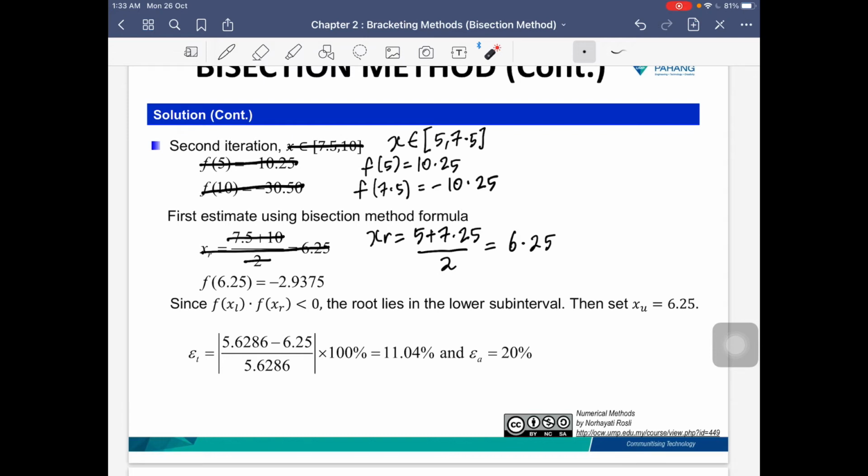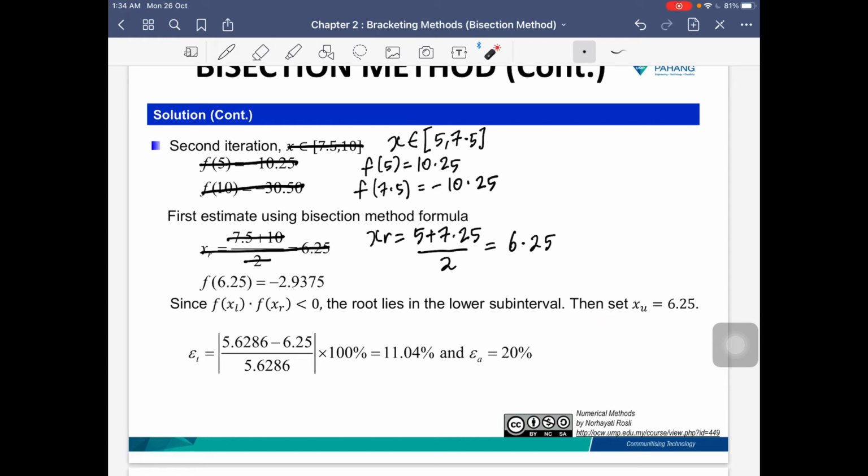Now again we have two subintervals, so we need to check. By checking, we found that f(x_l) multiplied with f(x_r) is less than 0. Why? Because f(x_l) was previously positive and f(x_r) is negative. Positive multiplied with negative, of course, we get less than 0, which means negative. Hence, the root lies in the lower subinterval.